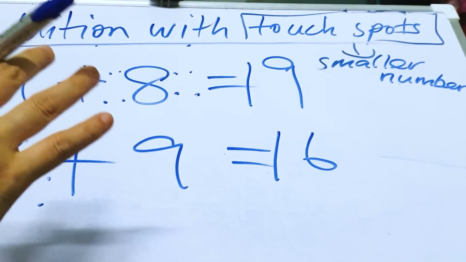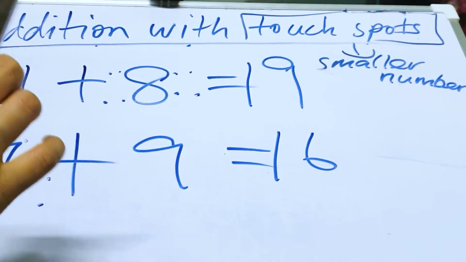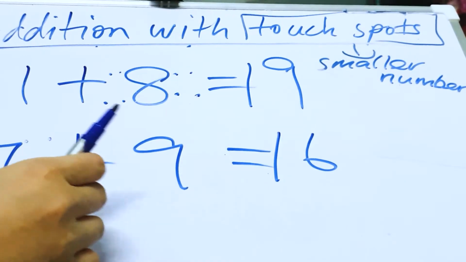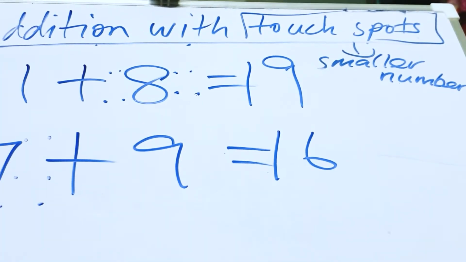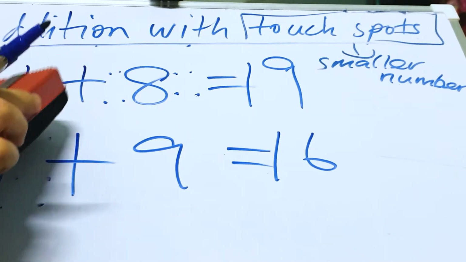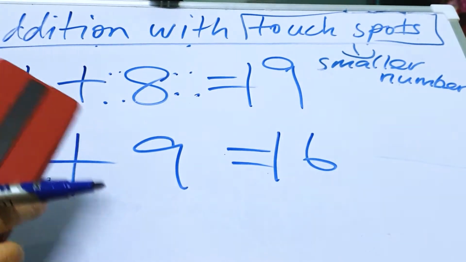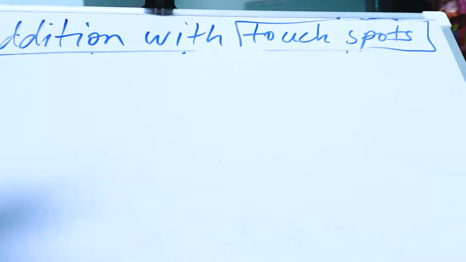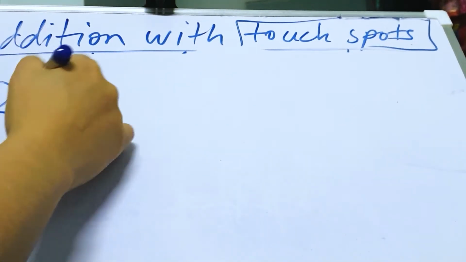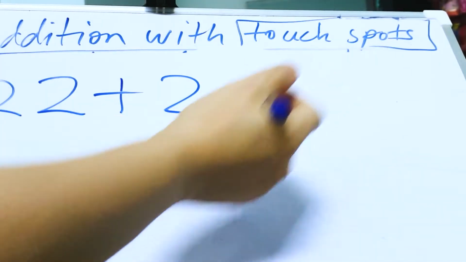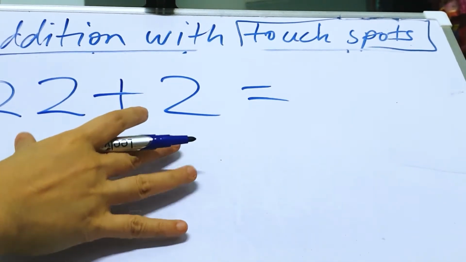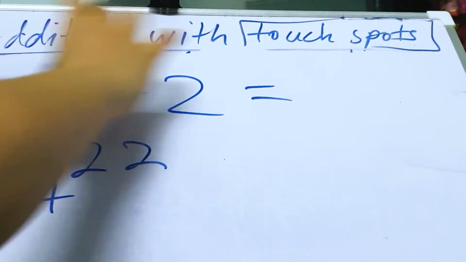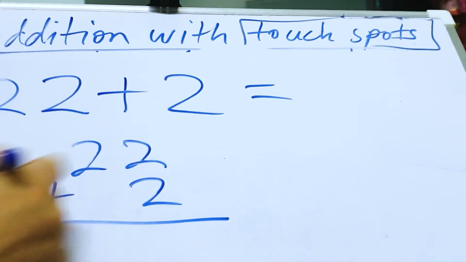Try to train them counting numbers without fingers, because when they reach the advanced level, this very basic one has only double digits. What if I have a number like 22 plus 2? Oh no, older children panic already. They don't know what to do. Then they write it down like this. This is the horizontal way and this is the vertical way. They know how to write like that.